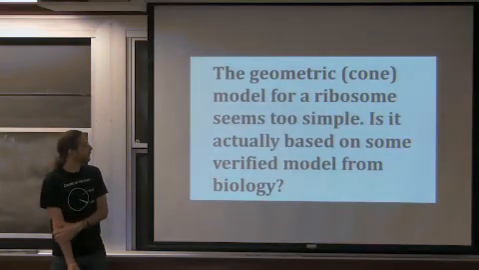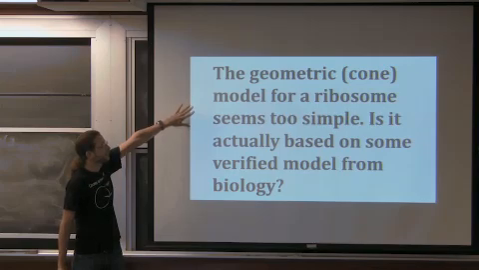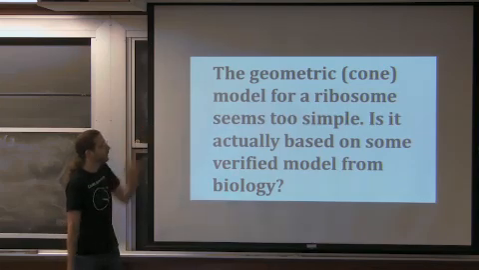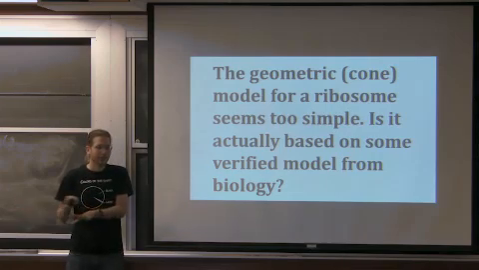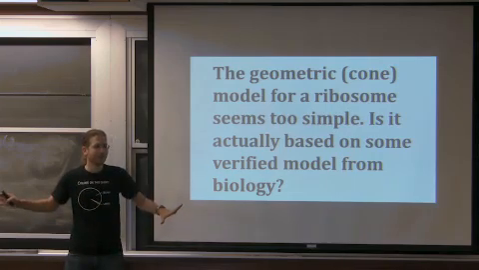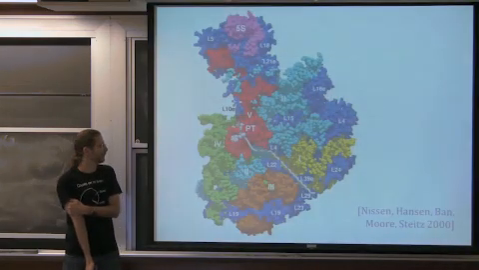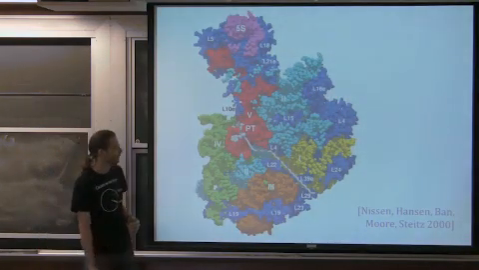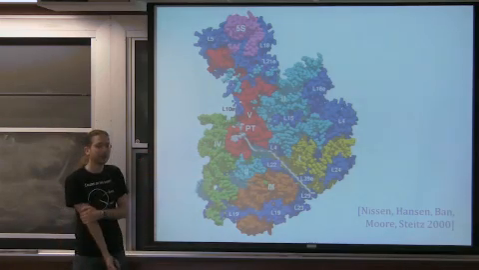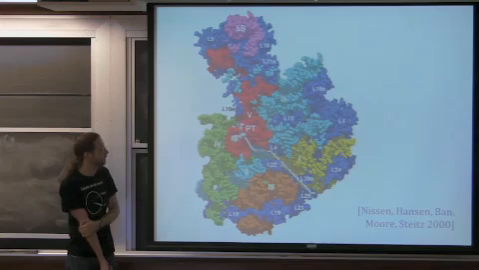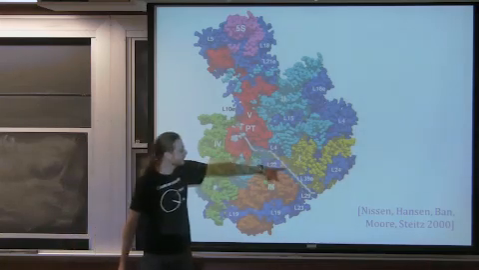Next question is, why do we model the ribosome as a cone? That seems rather simple. Is this realistic? Partly, when I taught the class in 2010, I didn't use any images that I couldn't get permission for. This year I'm more lax. We'll ask for forgiveness instead of permission. But this is a paper from Science 2000. This is what the ribosome actually looks like. There's many different figures of it, but I particularly like this one because it highlights a tunnel in the center of the ribosome.